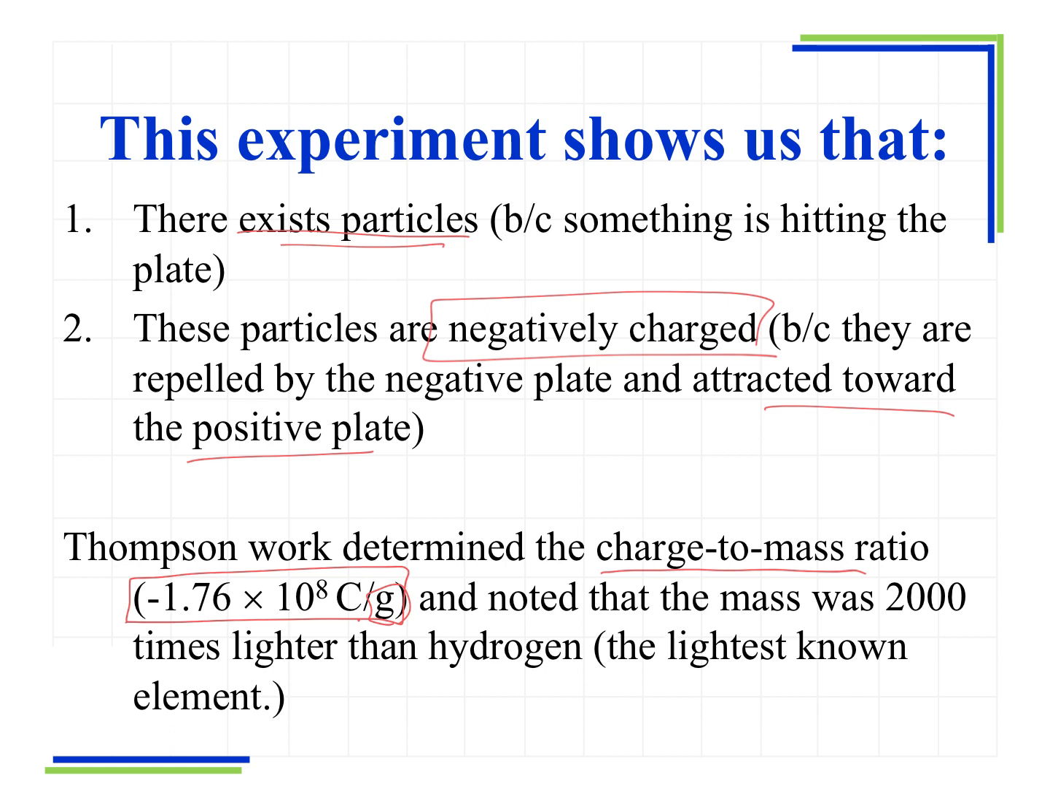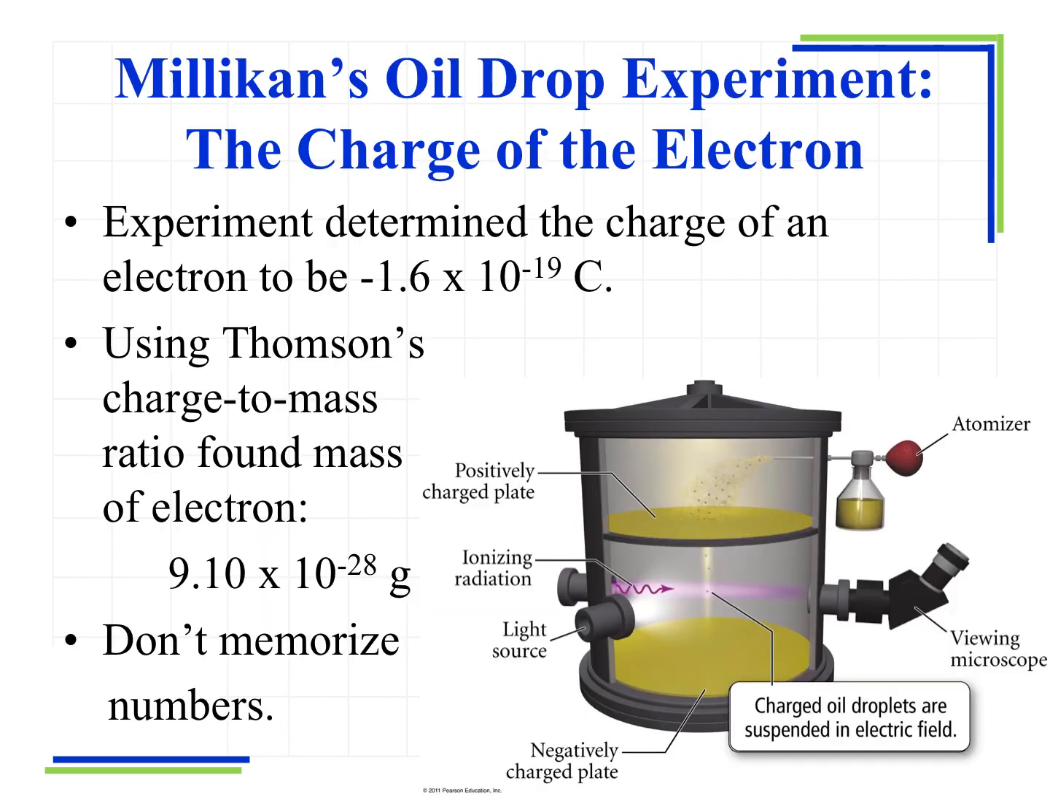The other thing that he figured out with his experiment was that the mass of these particles was very, very light, about 2,000 times lighter than the smallest particle, the smallest element known, which was hydrogen. So Thomson did the experiment and found the charge to mass ratio.